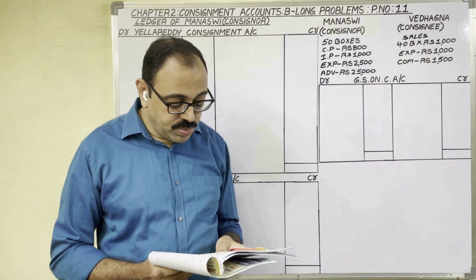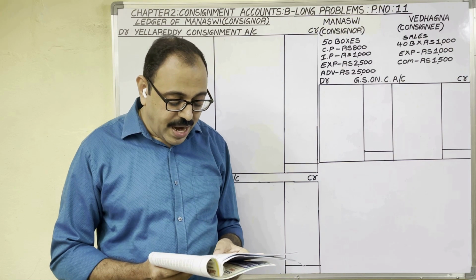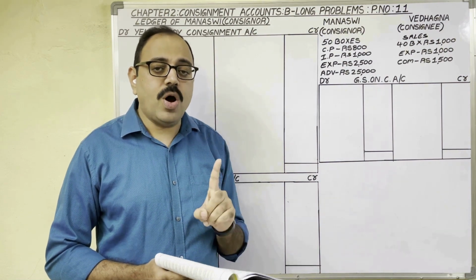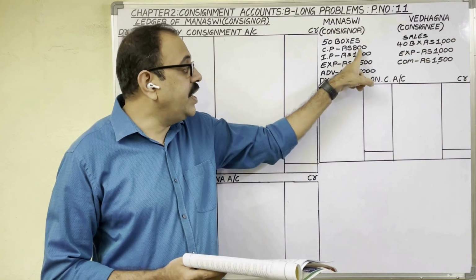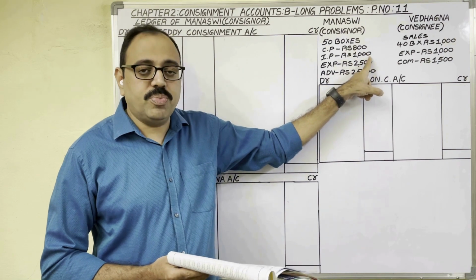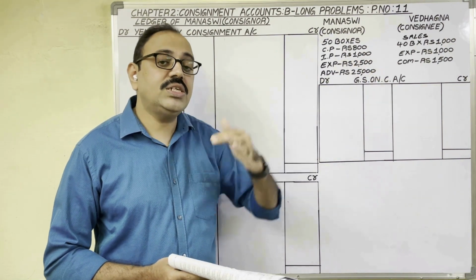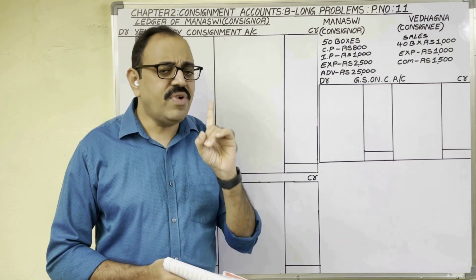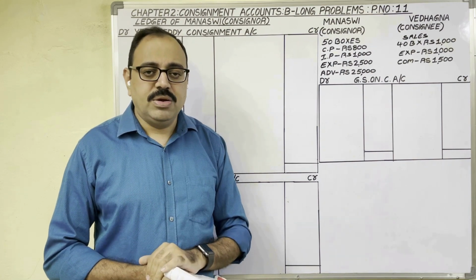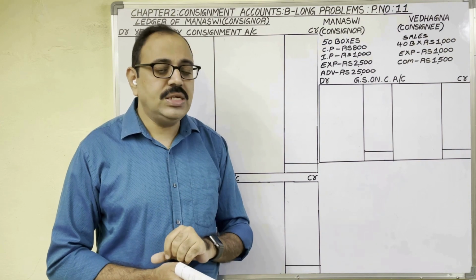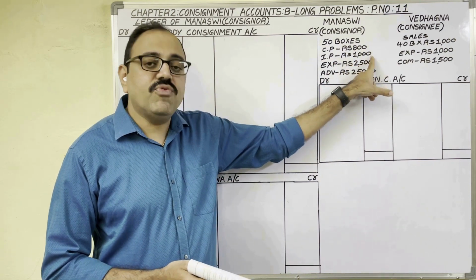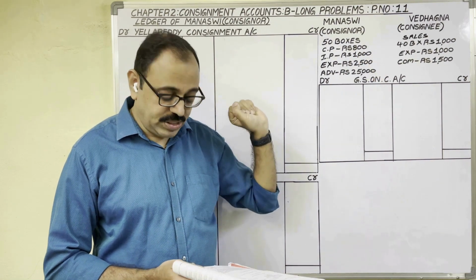The cost of each box is 800 rupees and the invoice price is 1000 rupees each box. So one box's cost price is 800 rupees and invoice price is 1000 rupees. If you recollect the first 10 problems, only one price was given. That price is known as cost price. But in the 11th problem, the new point is that two prices are given, cost price and invoice price. This is a new point.